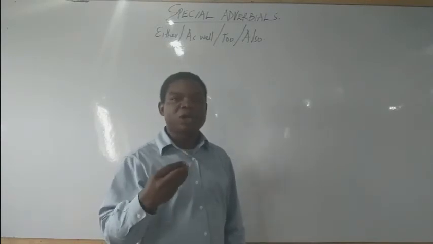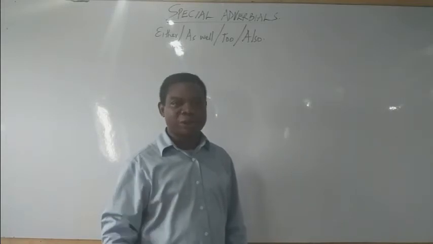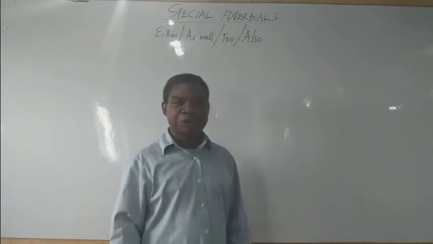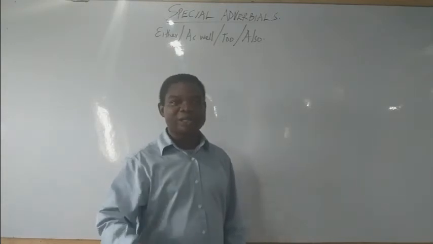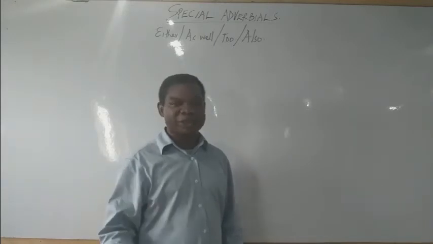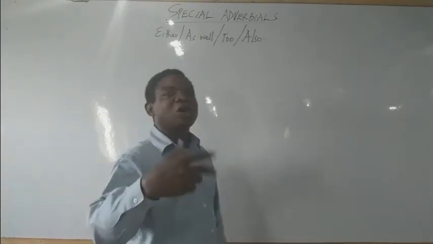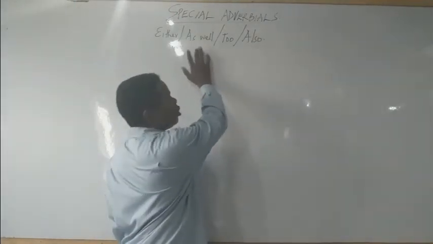The last one, also, can never appear at the end of the sentence. When you speak or you write and also ends your expression or sentence, it is an error. Why? Also is a word that cannot end a sentence. The other words that can end a sentence are what? Either, as well, or to.